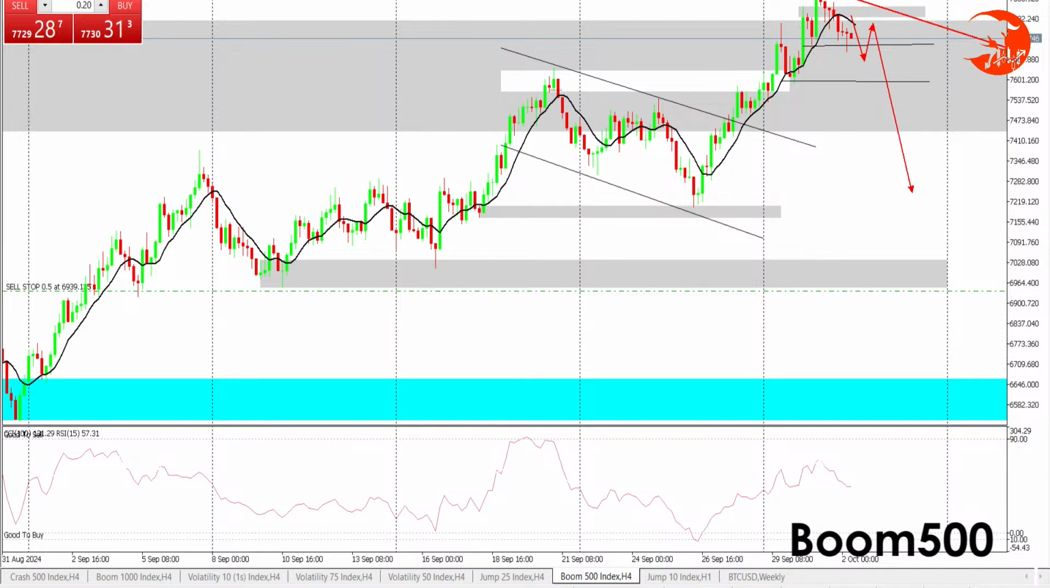So this one, discipline is much needed. Discipline here is much needed. If you don't see what you want, please don't make any entries on Boom 500. Like I always tell you, this is a high volatility, high leverage asset. When it is taking, it takes a lot.